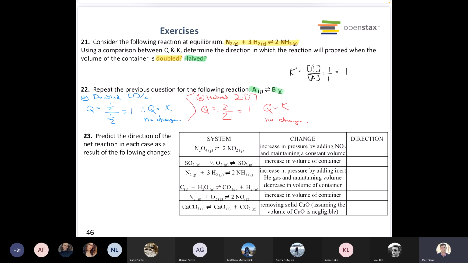It says you have dinitrogen tetroxide in equilibrium with 2 moles of nitrogen dioxide, and you increase the pressure by adding nitrogen dioxide and maintaining a constant volume. Could anybody tell me, will the reaction shift, we'll call it left or right? Will it go left or right?